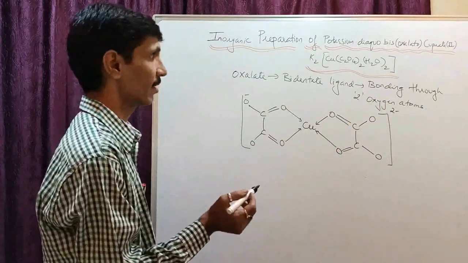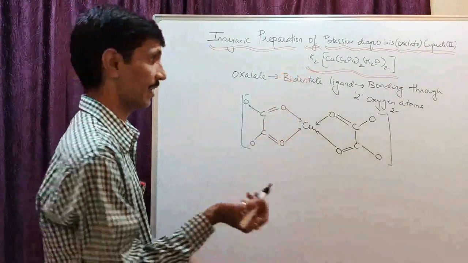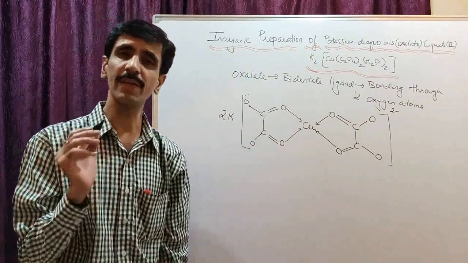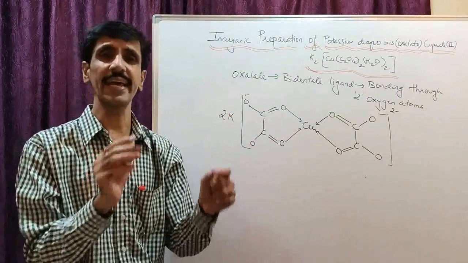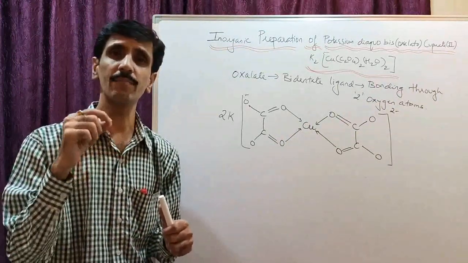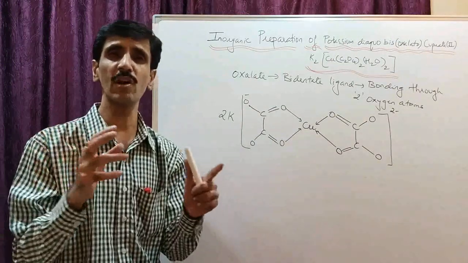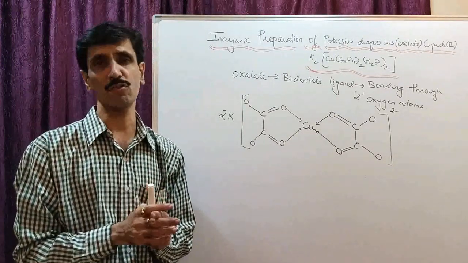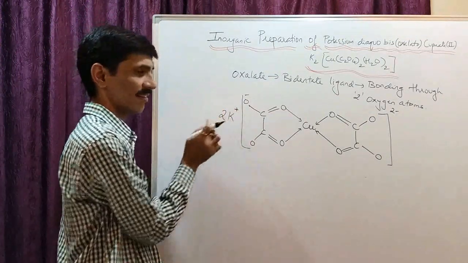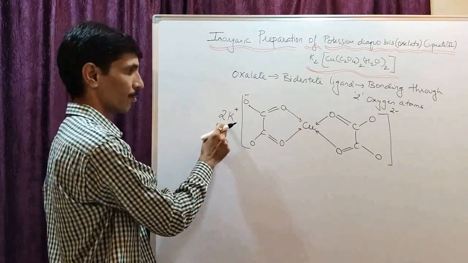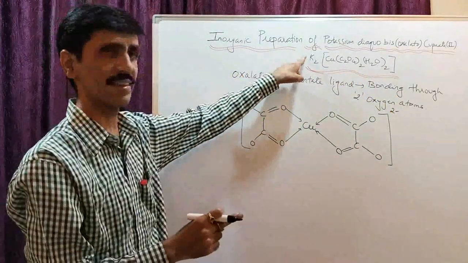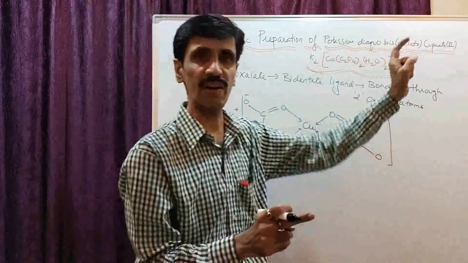Along with this, there is K, and how many are there? Two. Potassium is an alkali metal, and you all know that, generally, though there can be exceptional cases, whenever an alkali metal is in a combined state, attached to something else, it carries a plus 1 charge. So I will show the charge like this: two positive charges contributed by the two potassium ions, and this is 2 minus. Therefore, as you can check in the formula, overall there is no charge.